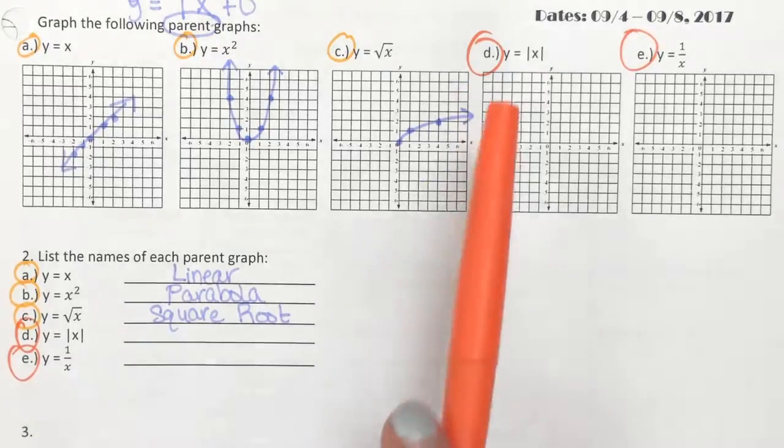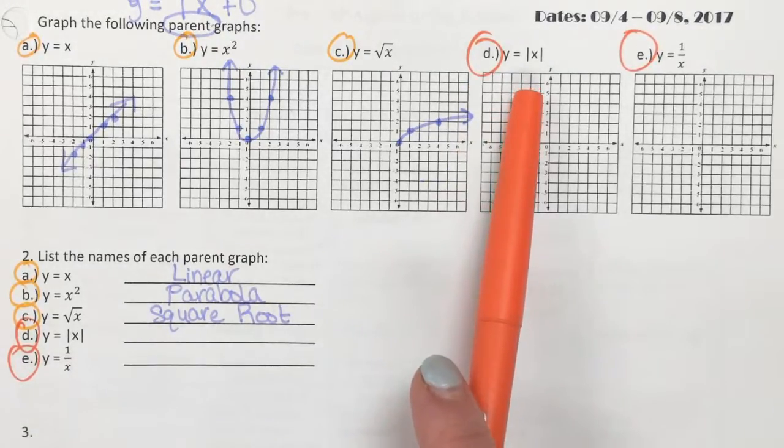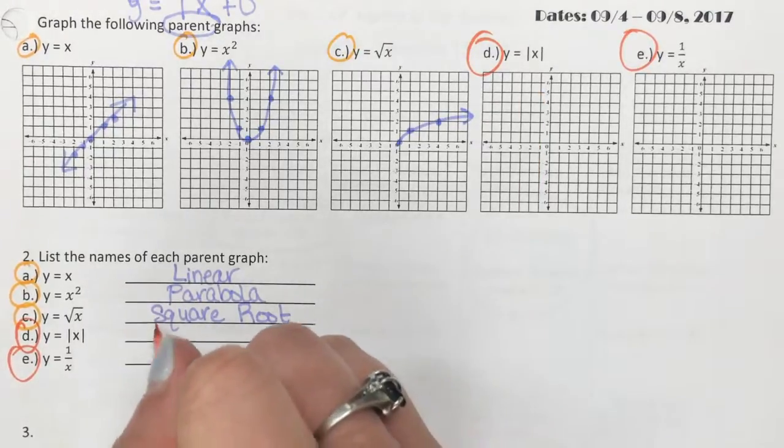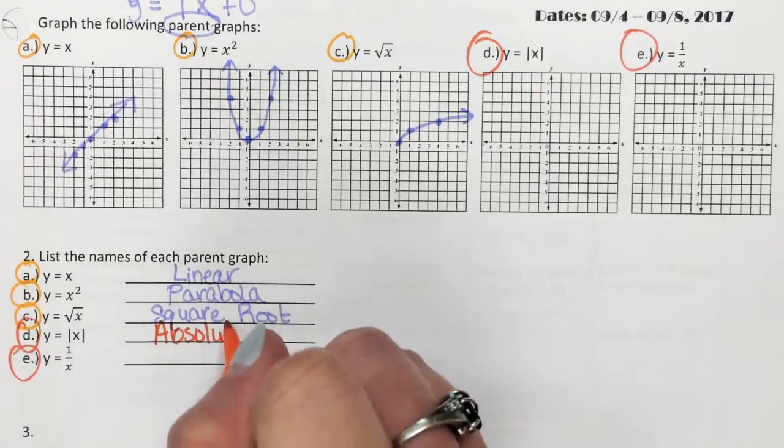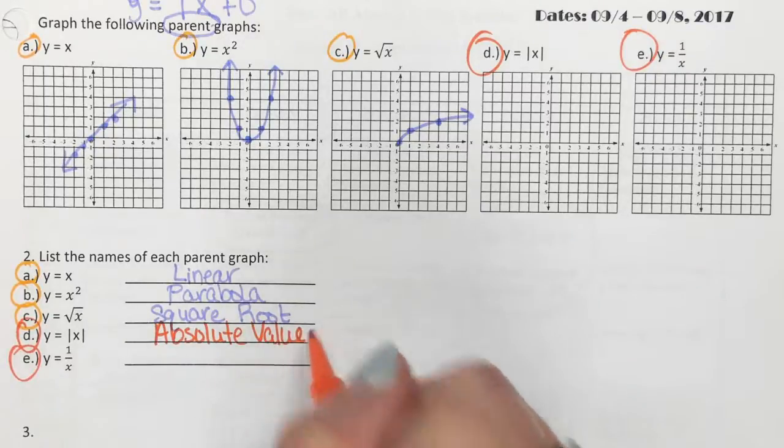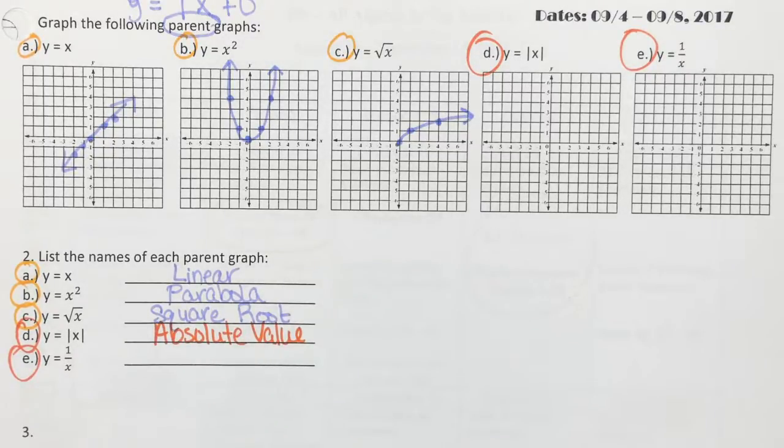Part D. What is that guy called? That's an absolute value. There you go. All right, we okay?